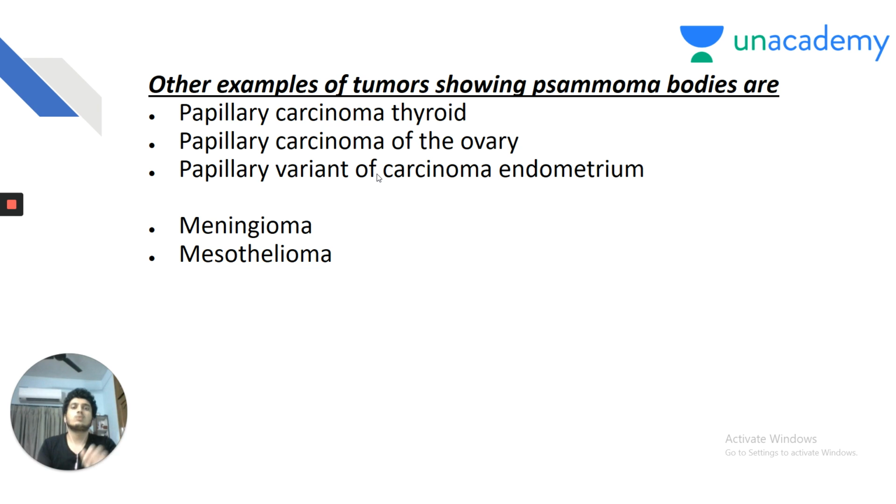Again, Warthin's tumor, the other name of it is cystadenoma papillomatosis. So Warthin's tumor is also associated with psammoma bodies. And again, the tumors with whorl pattern, that is meningioma and mesothelioma, are also associated with psammoma bodies.